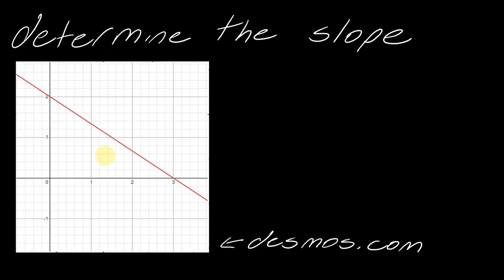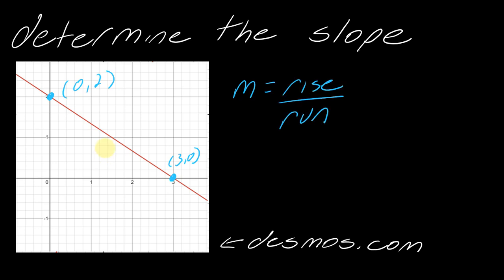Okay, so I have a second one here. Once again, I would recommend that you pause the video here and try this on your own, and then hit play when you think you've got it. So this point here, I can easily tell is 0, 2. This point here is 3, 0. Remember, it's going to be rise over run, and I start with the leftmost point. In this case, this would be this point.